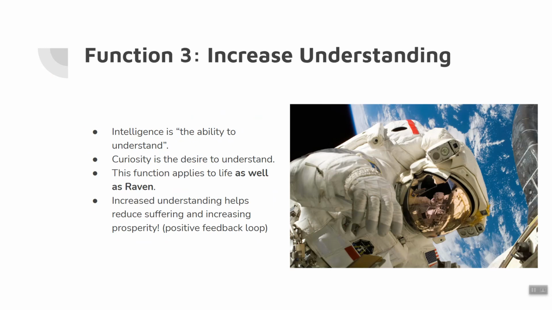And so that means that Raven is going to make decisions that increase human understanding, as well as Raven's own understanding. So Raven is going to look for opportunities to learn. And the last part about objective function 3 is that the more that humans understand, the more that Raven understands about the world, the better Raven will be at reducing suffering and increasing prosperity.